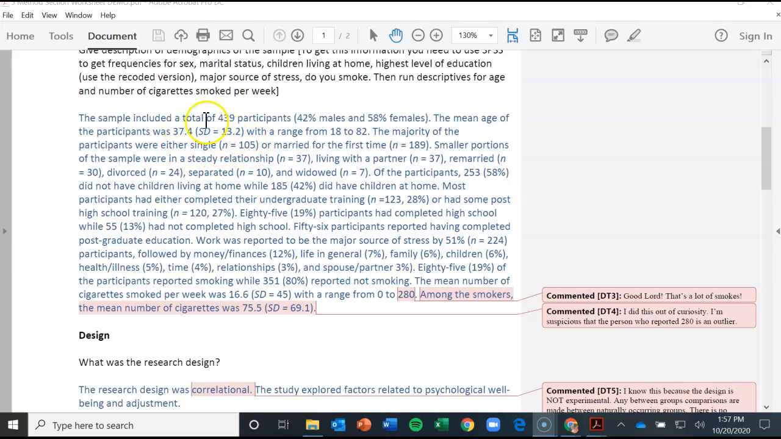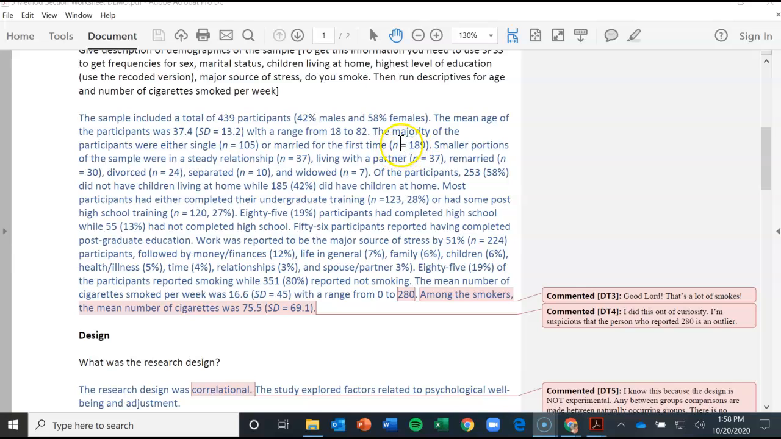APA style also, when you're reporting statistics, the statistic values like standard deviation, the way that's written is an uppercase SD in italics. Notice that there are spaces around the equal sign. So it's SD, space, equal sign, space, and then the number.